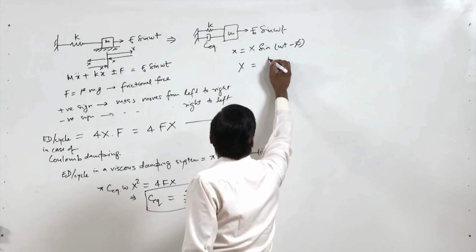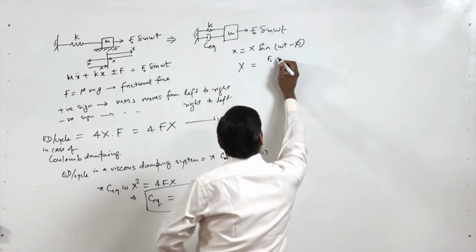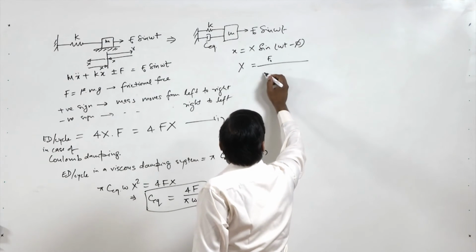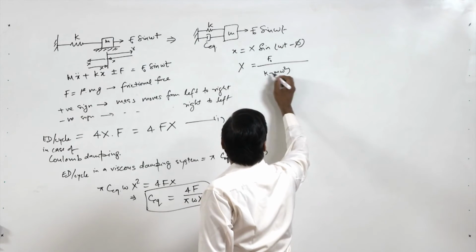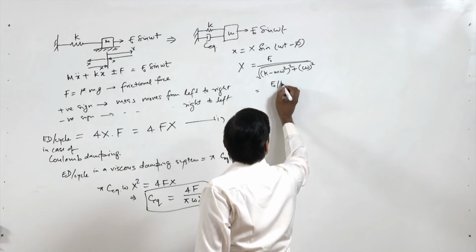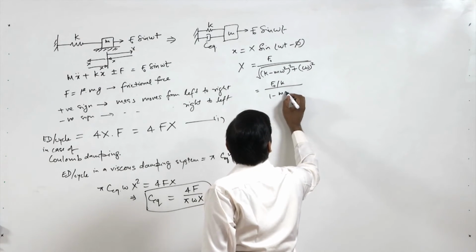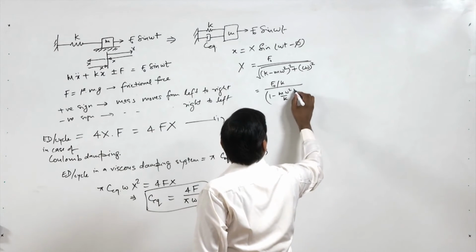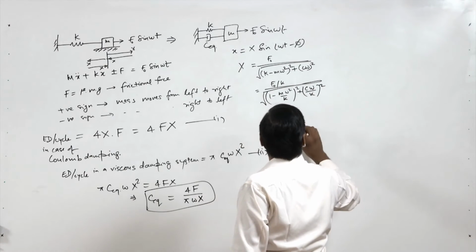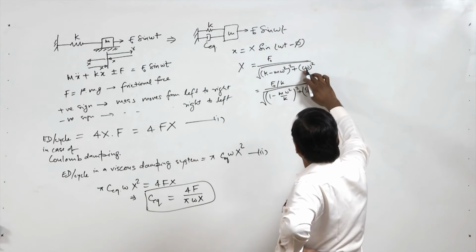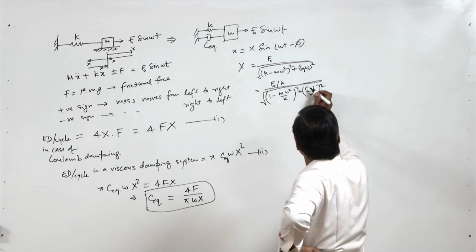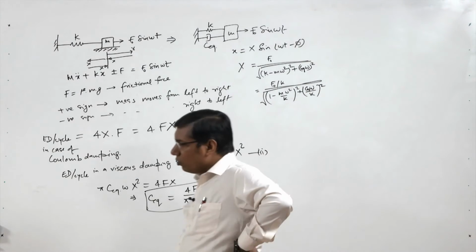So here x equals f0 by k, so it is f0 upon root of (k minus m omega square) whole square plus (c omega) whole square under root, or we can write f0 by k upon root of (1 minus m omega square by k) whole square plus (c omega by k) whole square. Now here C is, now it is C equivalent. So here we can put C equivalent. Here also we put C equivalent, because now our C is C equivalent.